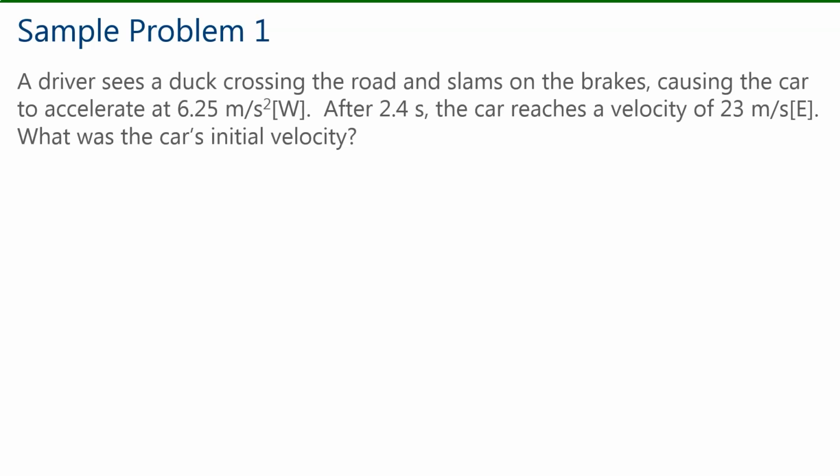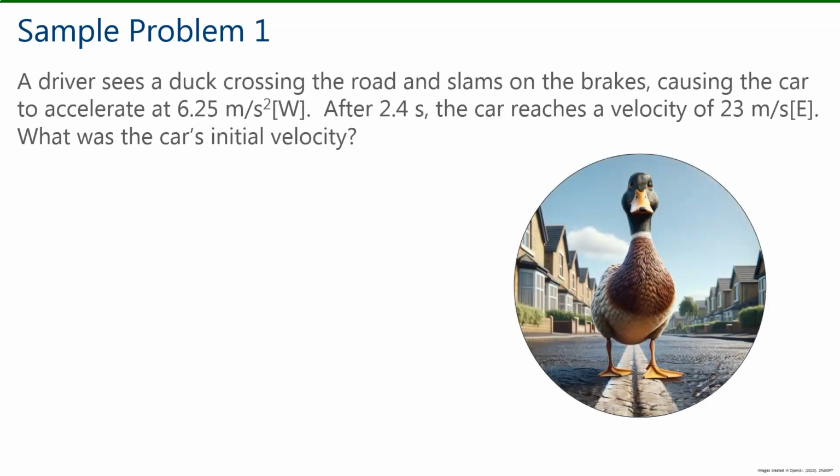Our first problem says, a driver sees a duck crossing the road and slams on the brakes, causing the car to accelerate at 6.25 meters per second squared west. After 2.4 seconds, the car reaches a velocity of 23 meters per second east. What was the car's initial velocity?